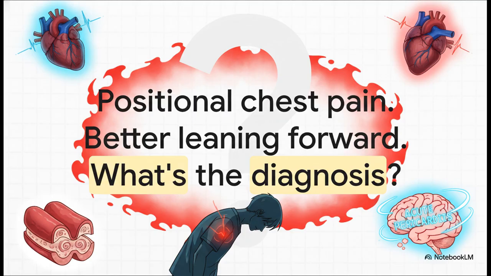So, let's kick things off with a classic USMLE-style question. Picture this. A patient walks in with sharp chest pain. They tell you it's awful when they lie down, but it gets a lot better when they sit up and lean forward. Right away, your brain should be firing, and one diagnosis should be jumping right to the top of your list. If you're thinking acute pericarditis, you are absolutely on the right track.